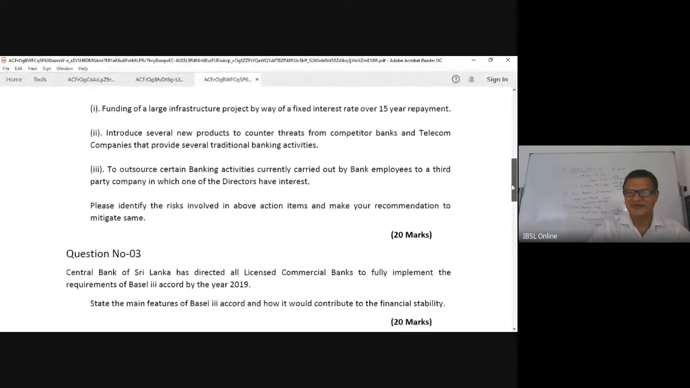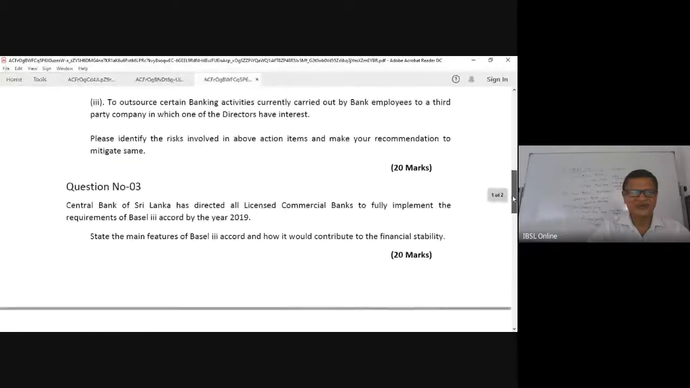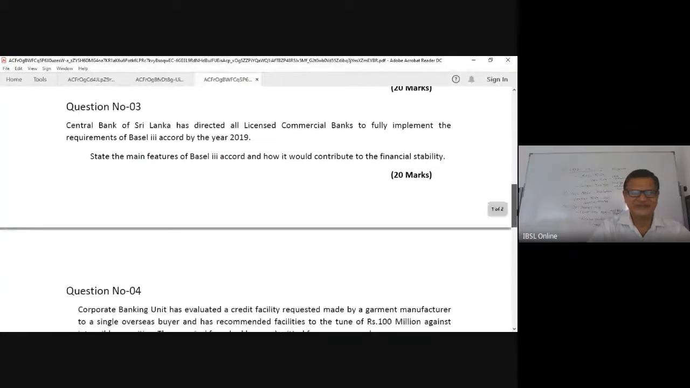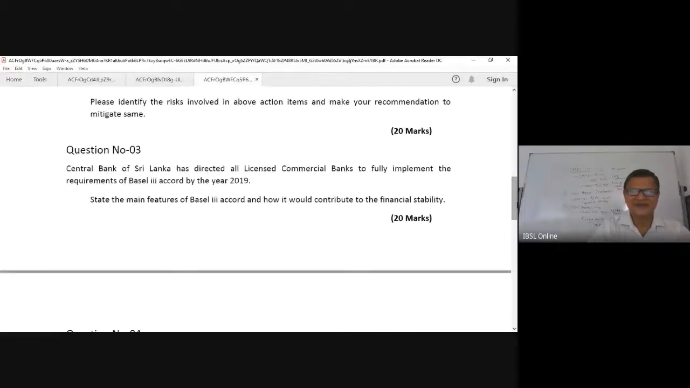So now we move on to the third question. It's a very simple one, I believe. Central Bank of Sri Lanka has directed all licensed commercial banks to fully implement the requirements of the Basel III Accord by the year 2019. State the main features of the Accord and how it contributes to financial stability.